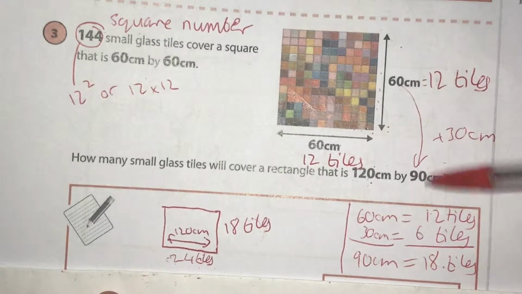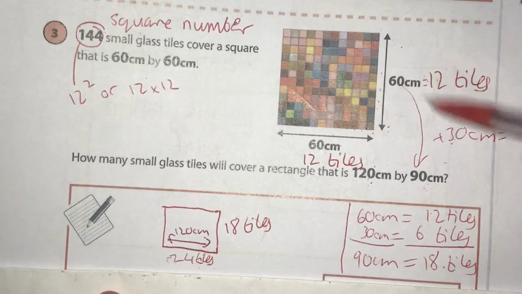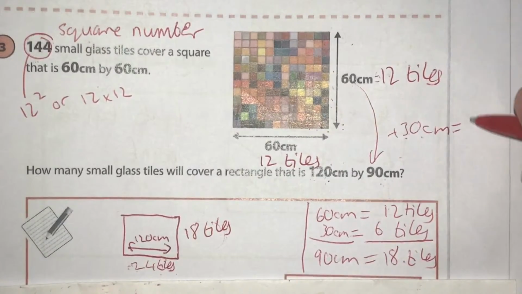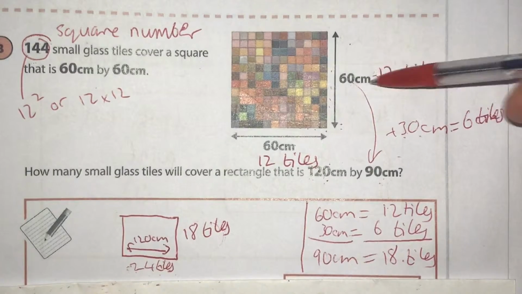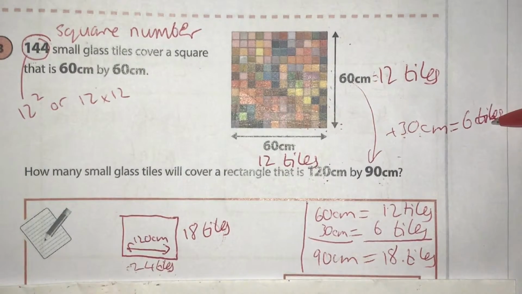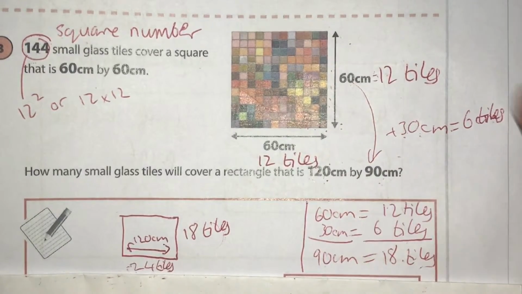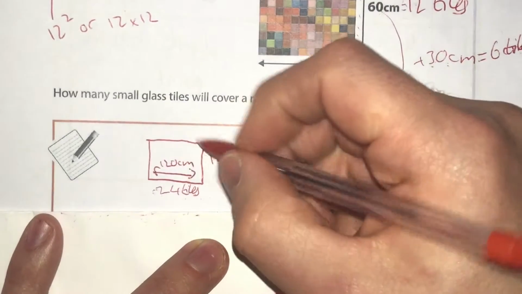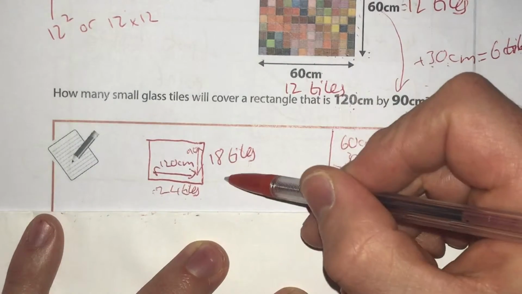Now for 60, to get me to 90, it's another 30 centimetres. Well, if 60 centimetres is 12 tiles, 30 centimetres has got to be half of that, because half of 60 is 30. So half of the 12 is 6. So 6 tiles. So now the 90 is the 60 and the 30, which is the 12 and the 6, which is the 18. So this is where this has come from here. I've halved it and then added it on for the 90. So now I know when it's 90 down, 120 across, it's 18 by 24.